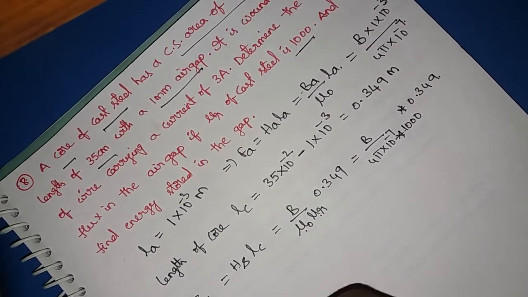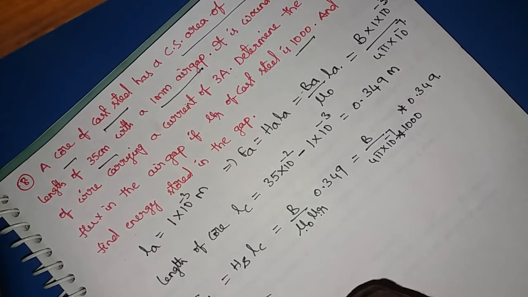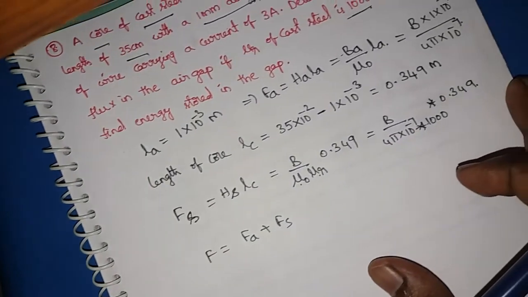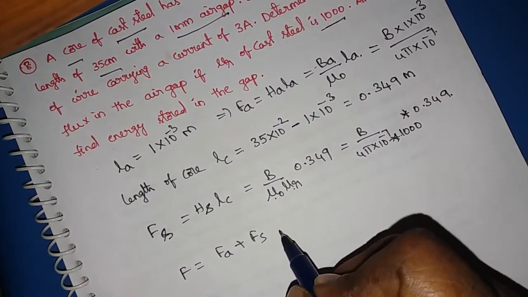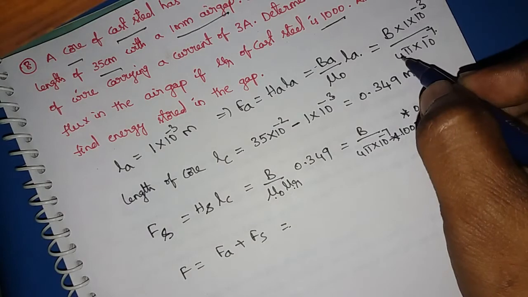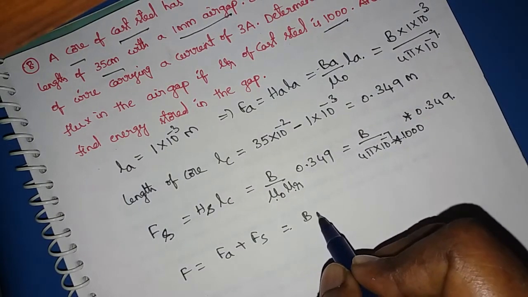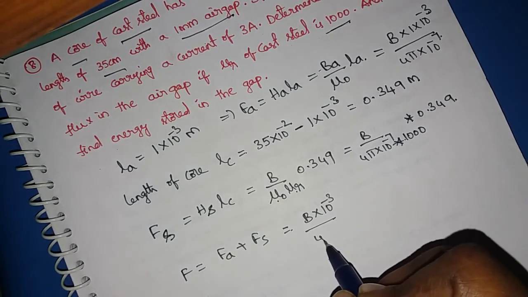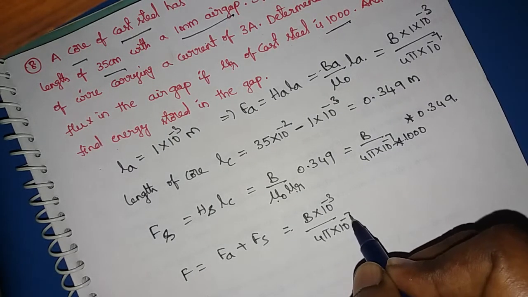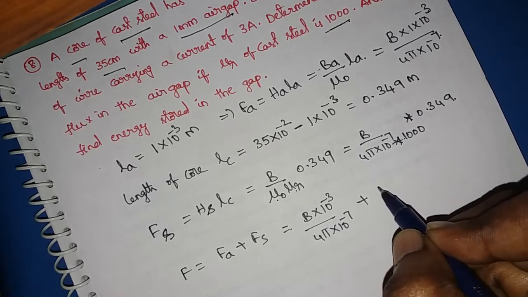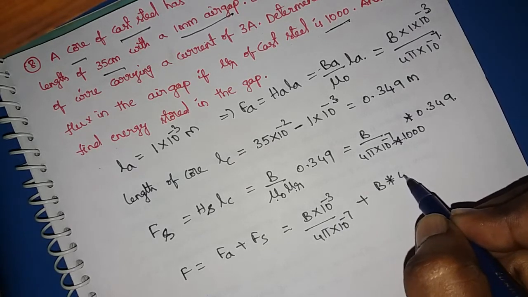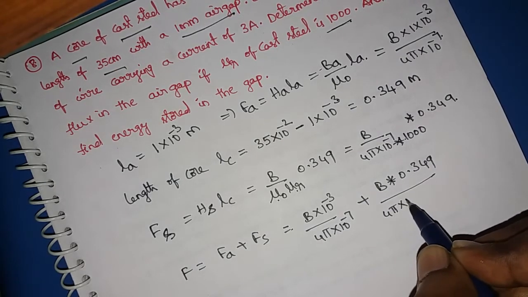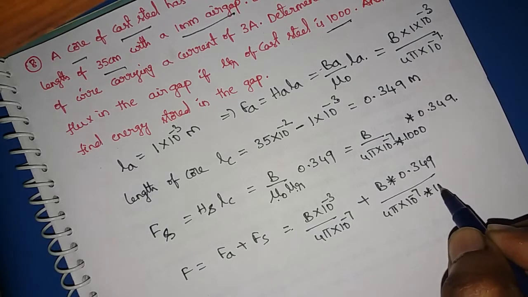Then what is the total MMF? F is equal to FA plus Fs. FA is this value, B into 10 power minus 3 by 4 pi into 10 power minus 7, plus Fs, which is B into 0.349 by 4 pi into 10 power minus 7 into 1000.